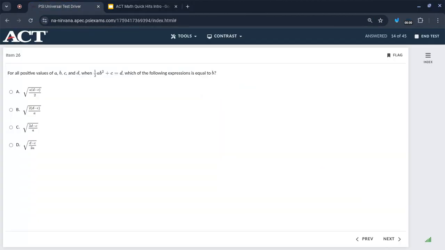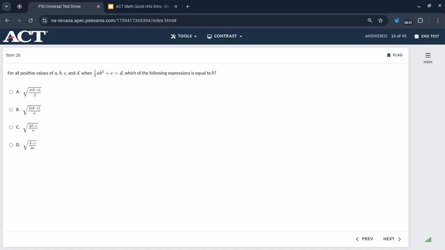All right, so this one looks pretty complicated. It tells us for all positive values of A, B, C, and D, right? So we're dealing with positive values, and then it gives us this equation: when 1/2 A B squared plus C equals D, which of the following expressions is equal to B?